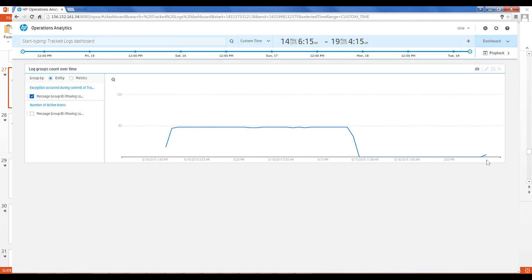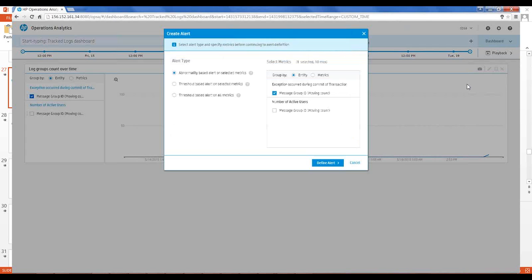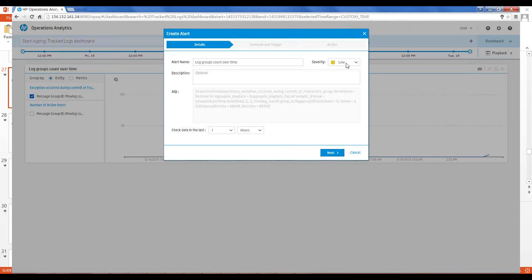So we can see this metric over time, and now we want to create an alert on top of this metric. So in order to do that, we just create an alert on that. We can create this alert on this specific log message, or we can do it on multiple metrics if we want to. In this case, we will do it only on this exception. So we define this alert. Of course, we need to change its priority.